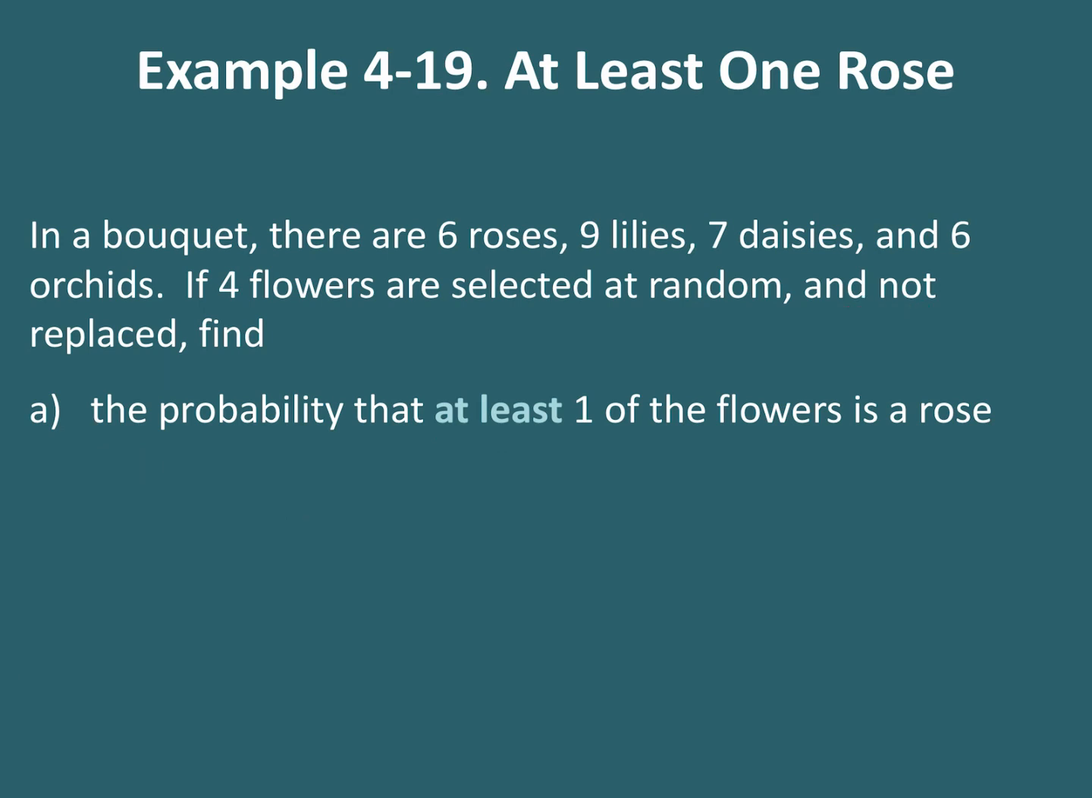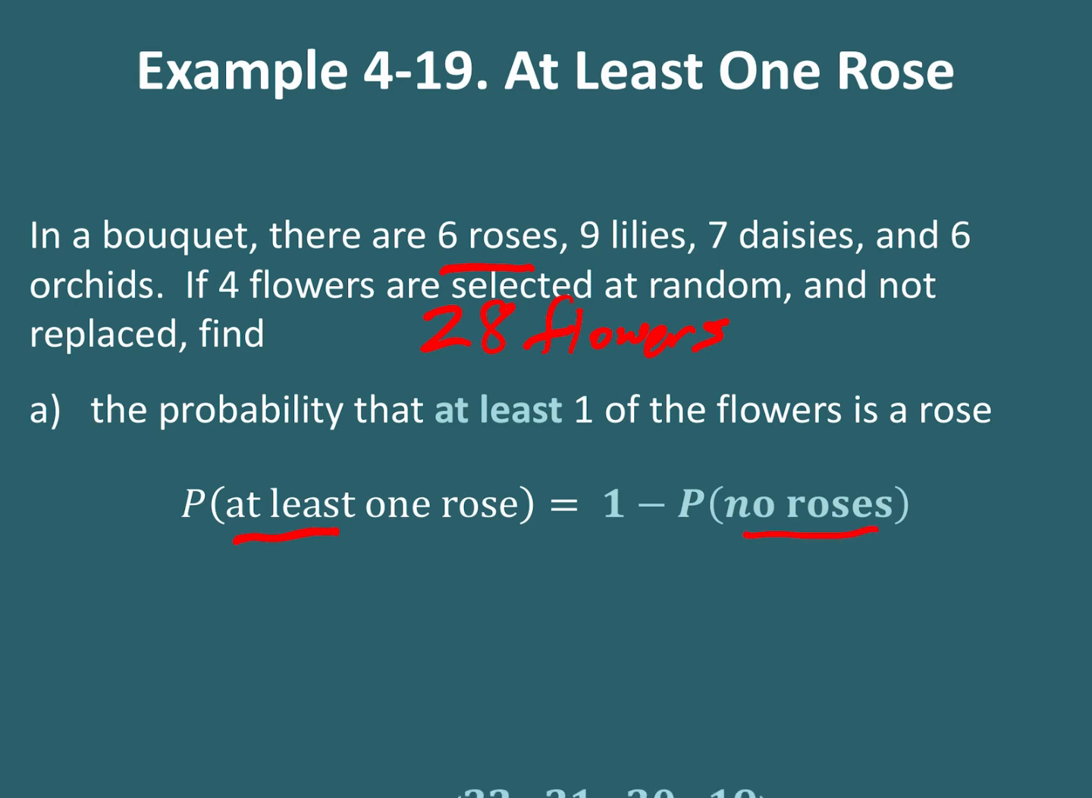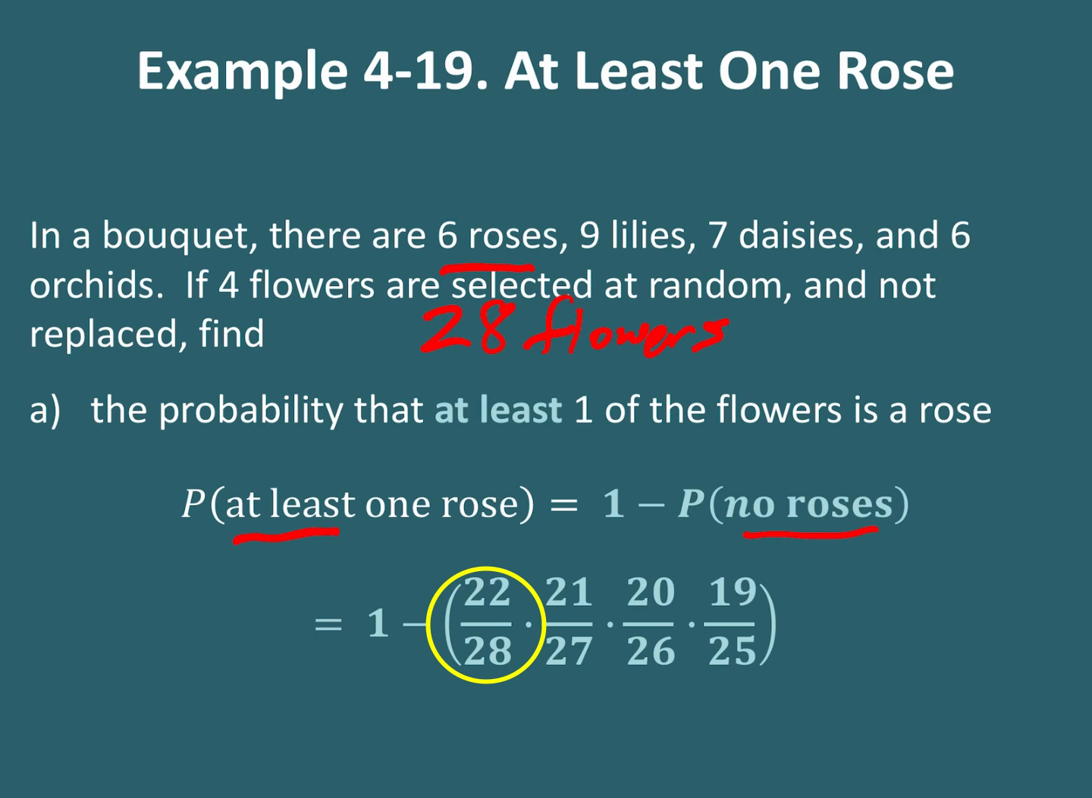Let's start with the probability that at least one of the flowers is a rose. Once again, we need to use the complementary event rule. So here, the probability that at least one is a rose will be 1 minus the probability we have no roses. Now you'll notice we have 6 roses, and if I add up all of these flowers, we end up with 28 flowers total. So the probability that we have no roses would be 22 out of 28, because there are 28 flowers total, and there are 22 that are not roses.